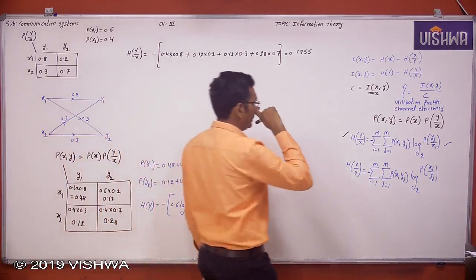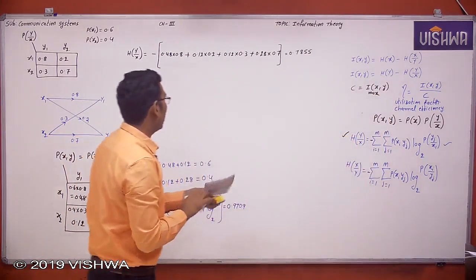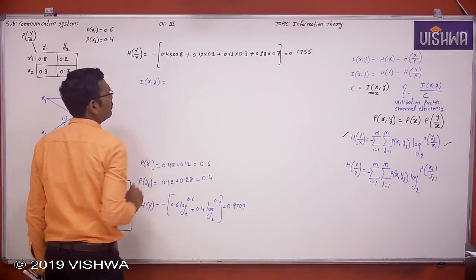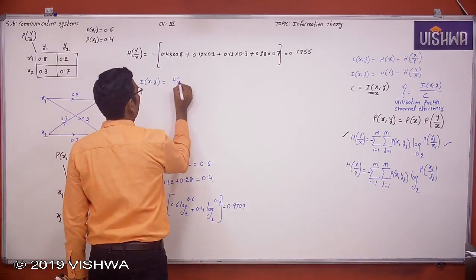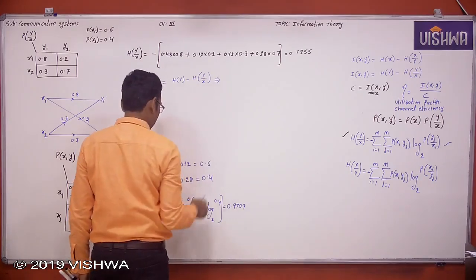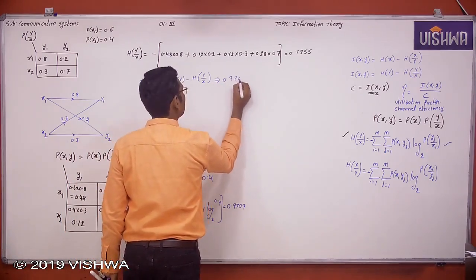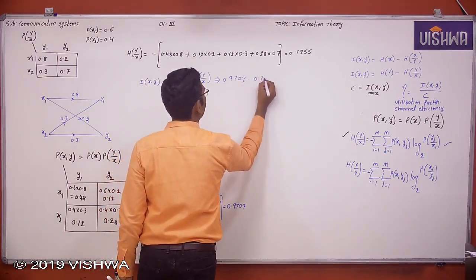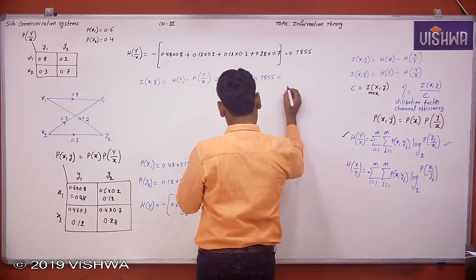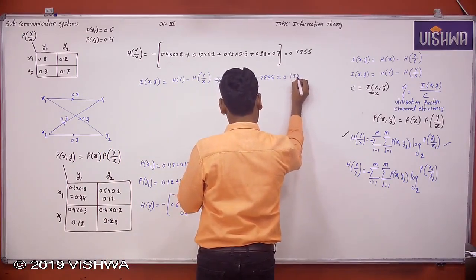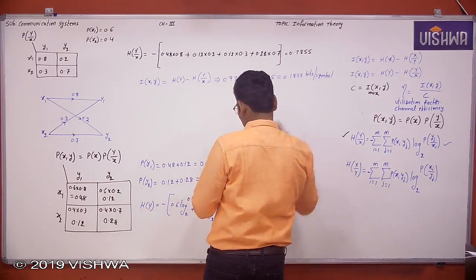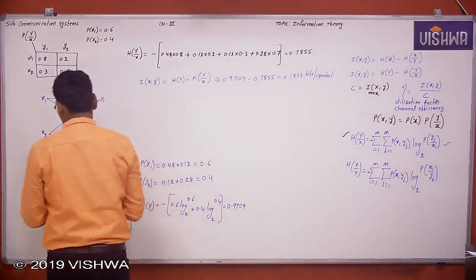Now what is the mutual information? The mutual information I of X comma Y is equal to H of Y minus H of Y by X. H of Y is already calculated, 0.9709, minus H of Y by X, 0.7855, which is equal to 0.1853 bits per symbol. That is the mutual information.